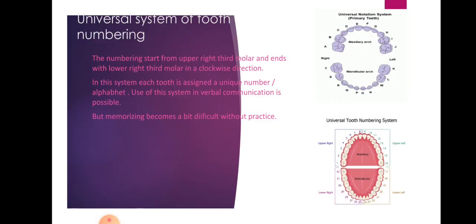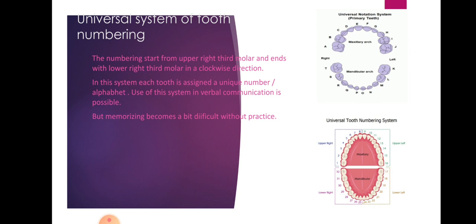So the first is the universal system of tooth numbering. The numbering starts from the upper right third molar and ends with the lower right third molar in a clockwise direction. In this system, each tooth is assigned a unique number or alphabet. So a number given to one tooth is not given to another tooth. So if the upper right third molar is named as A, the lower right third molar is not named as A, another alphabet is given.